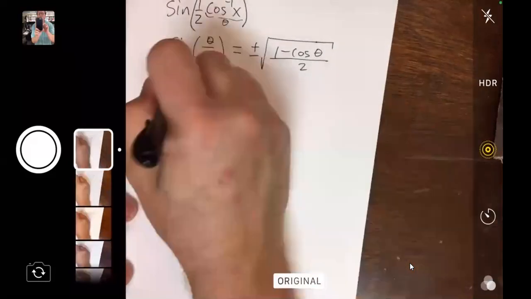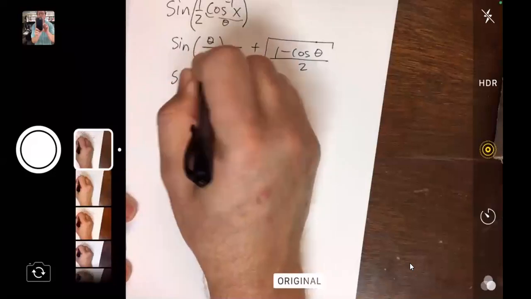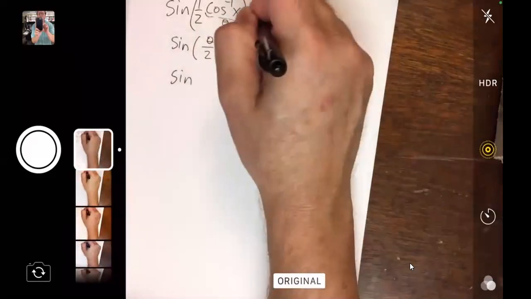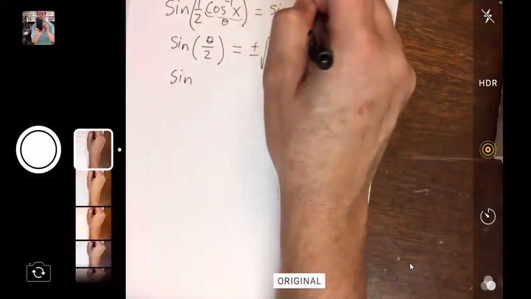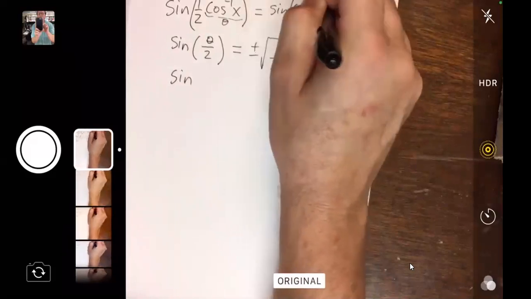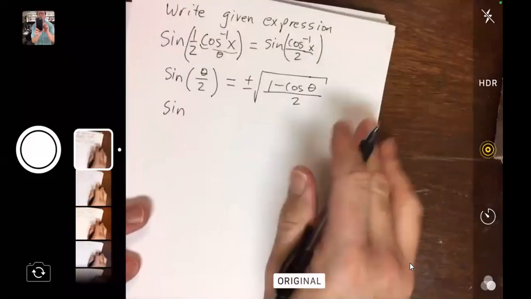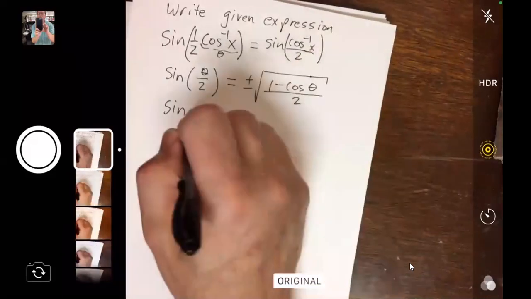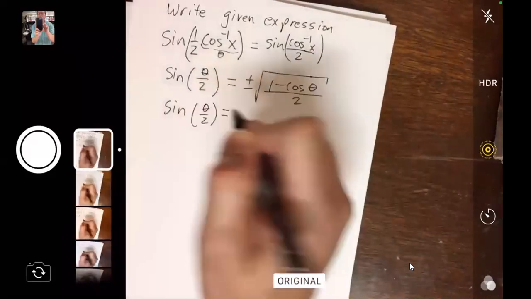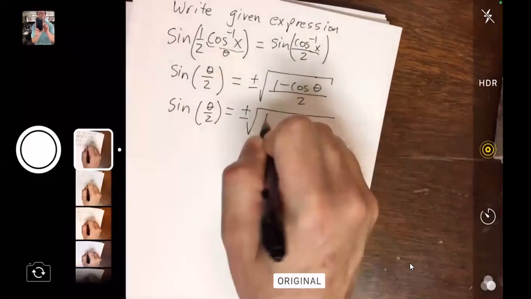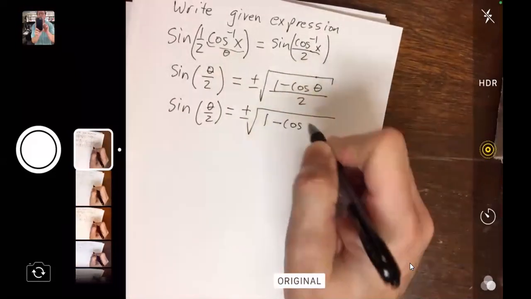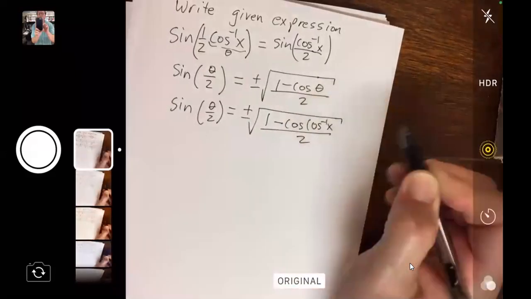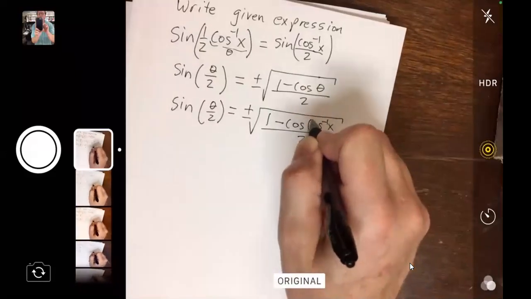So there's sine of theta over 2. Your theta is arc cosine of x, so in effect you have sine of arc cosine of x over 2. Your angle is directly arc cosine of x, and it's a half angle because they're dividing it by 2. So sine of theta over 2 is plus or minus the big square root of 1 minus cosine of arc cosine of x, all over 2.